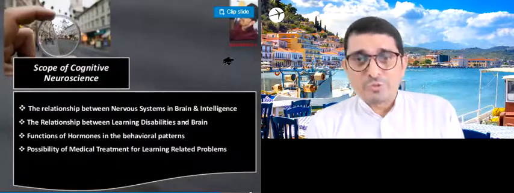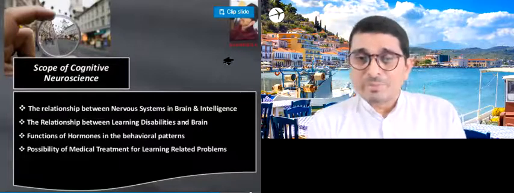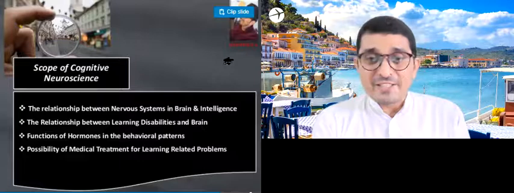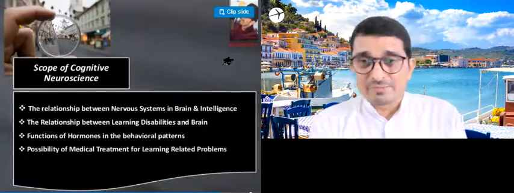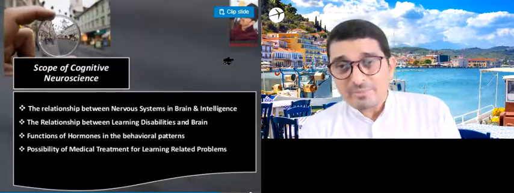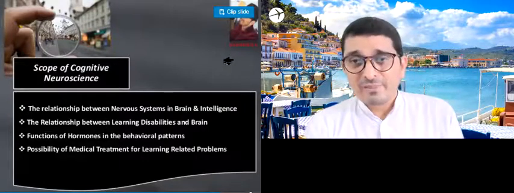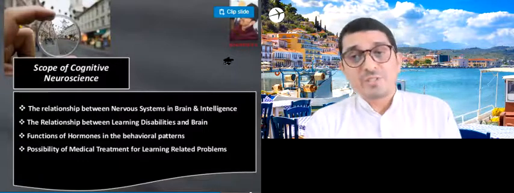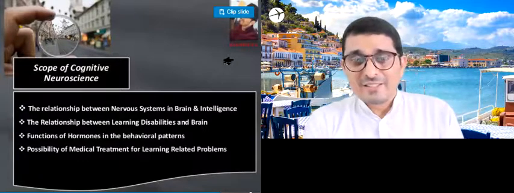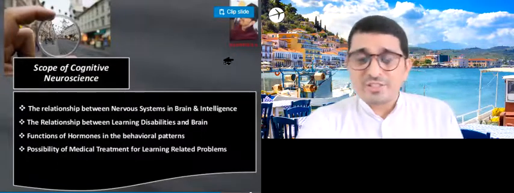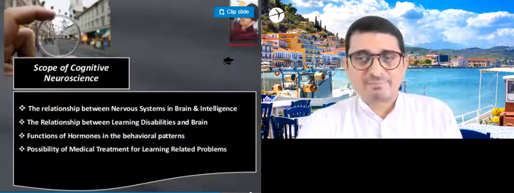Then possibility of medical treatment for learning related problems. You can think about medical treatment for learning related problems. If you have got a slow learner, then you can give medical treatment, instead of giving guidance and counseling, such things. So these are the scope of cognitive neuroscience.